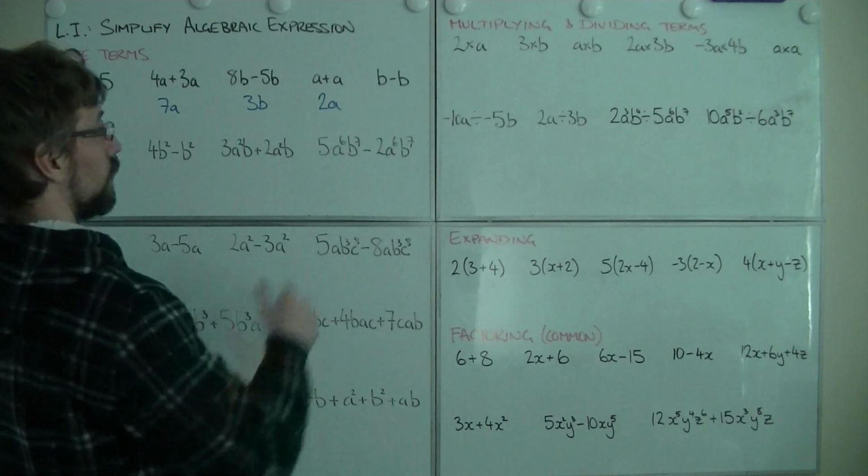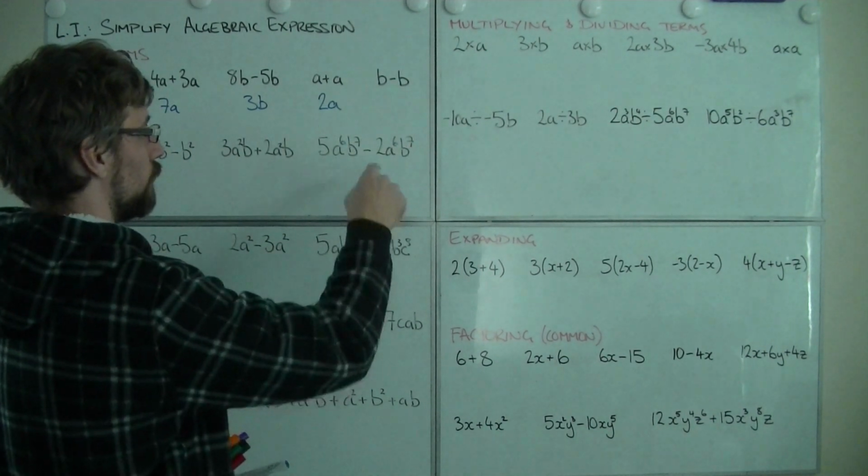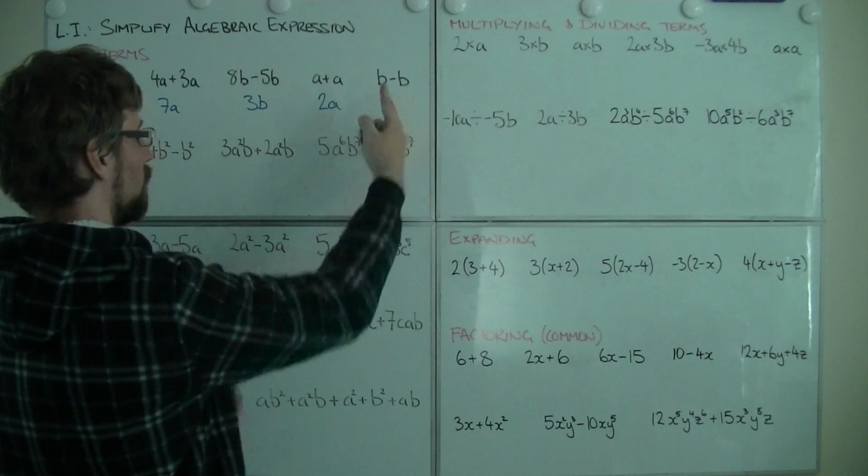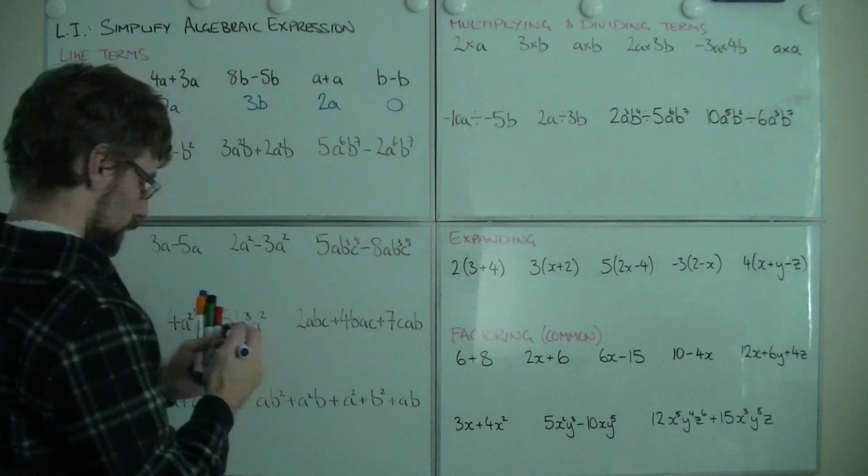Beautiful. Alright, well, what if I've got b minus b? Well, I've got one of them minus another one of them. I've got nothing left, so I've got a big fat 0. Beautiful.